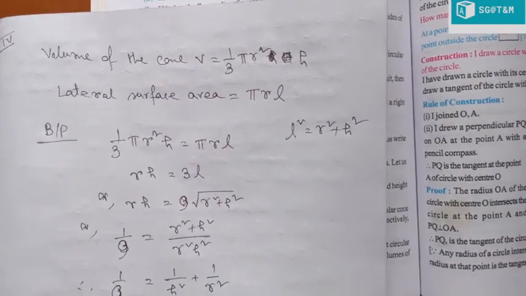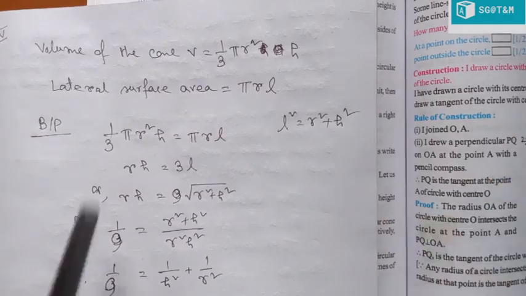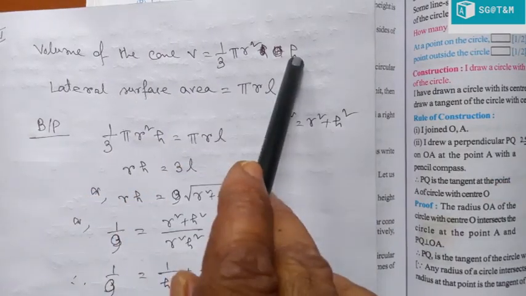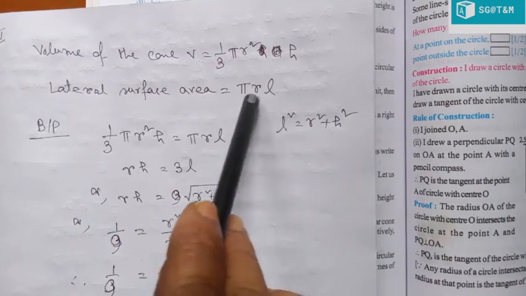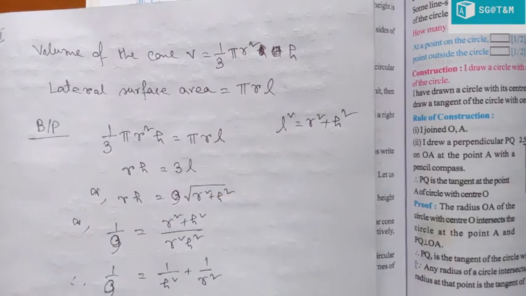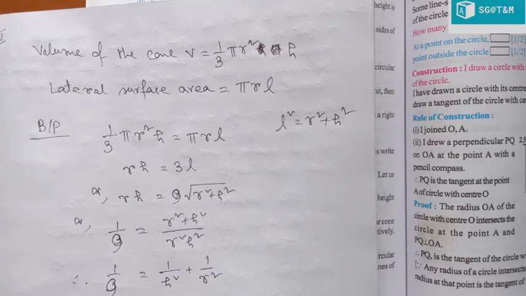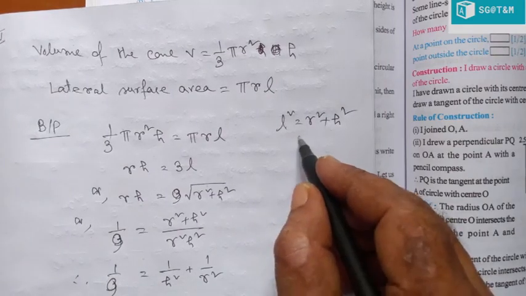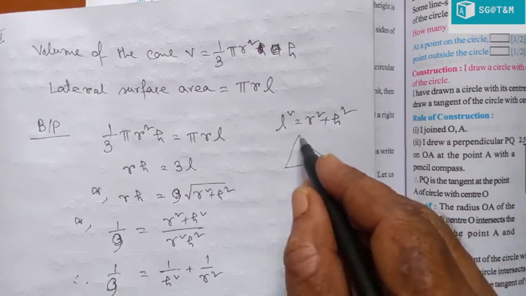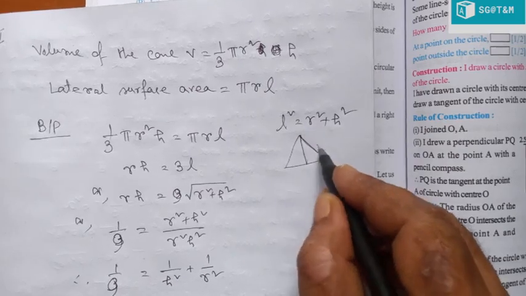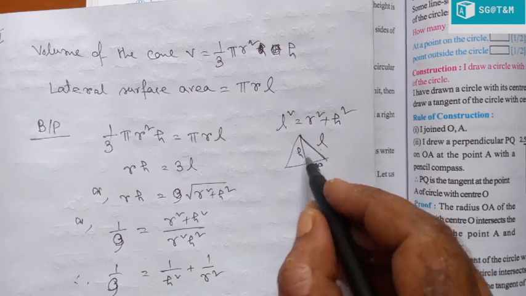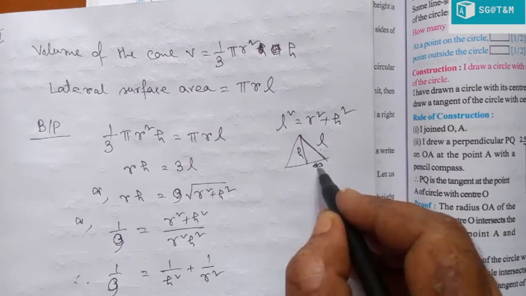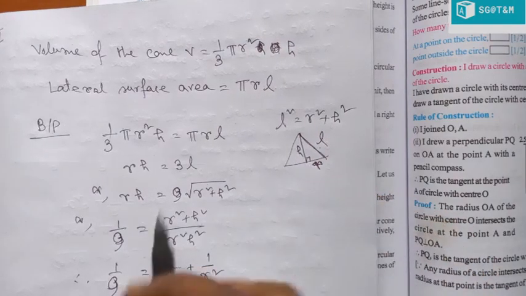The volume of a cone is given by the formula 1/3 pi r square h, and lateral surface area is pi r L, where L is the slant height, and L is equal to root over of r square plus h square. It is known to all of you now. This is L, this is h, this is r. So L square is equal to h square plus r square by Pythagoras theorem.